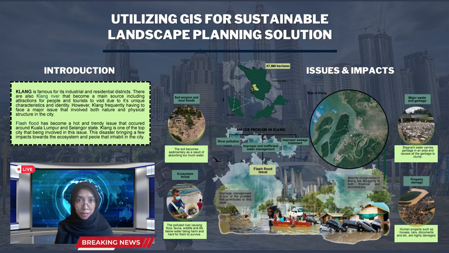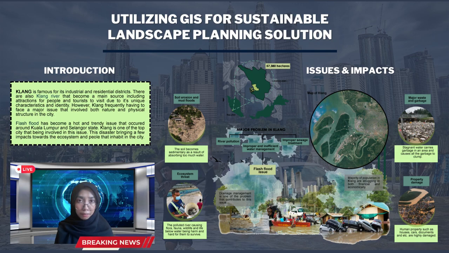We chose flash flood as an issue because it has become a hot and trendy issue that occurs around Kuala Lumpur and Selangor state. Klang is one of the top cities involved in this issue. This disaster brings a few impacts towards the ecosystem and the people that inhabit the city.